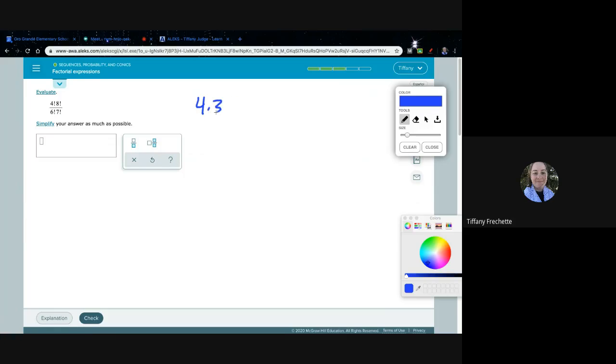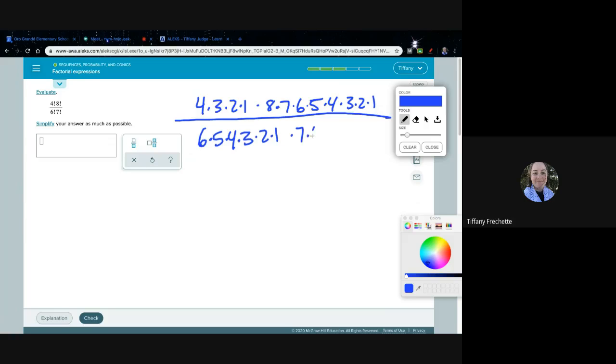Okay, so we have 4 times 3 times 2 times 1 times 8, 7, 6, 5, 4, 3, 2, 1 over 6 times 5 times 4 times 3 times 2 times 1 times 7 times 6 times 5 times 4 times 3 times 2 times 1. Sorry, I did that one really quick without explaining. So I did 4 factorial. Here's 4 factorial. And then 8 factorial. Here it is, 6 factorial. And then 7 factorial. So I just did them really quickly. I just counted down from each one.